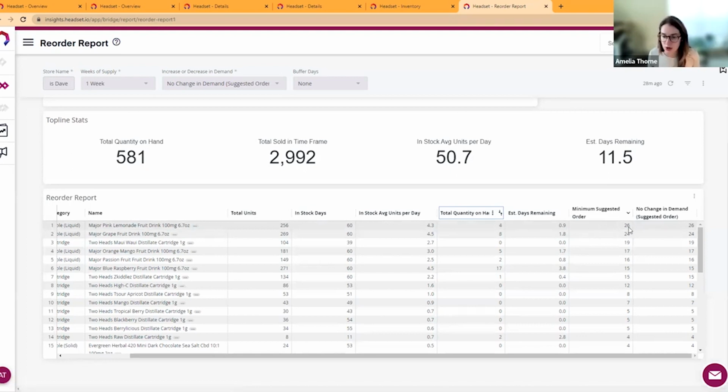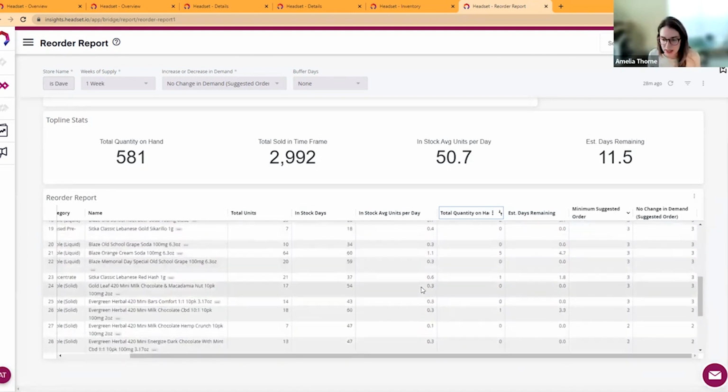Minimum suggested order: if you want to keep up with the demand of the next week, you might want to consider ordering about 26 units to make sure you're not risking any out of stock events. Hopefully that makes sense here. So that's a pretty straightforward example.